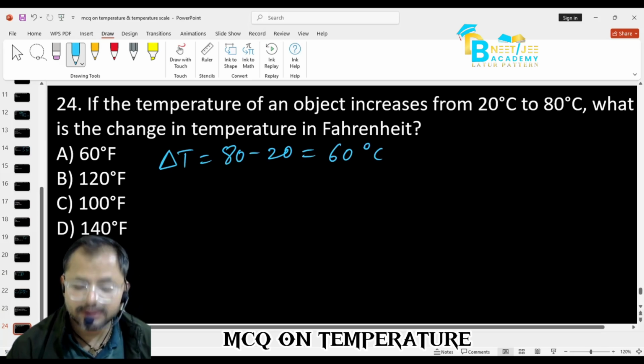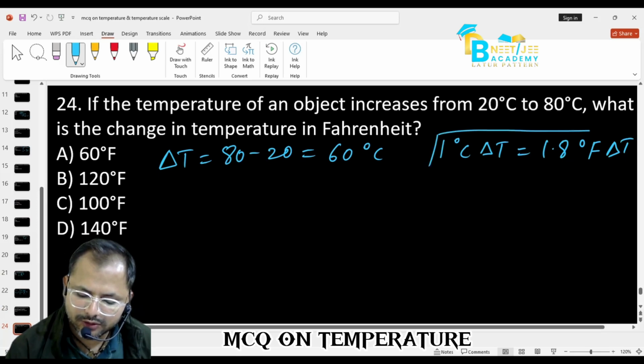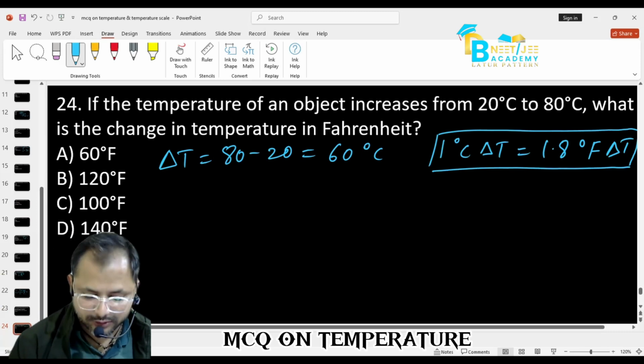So we have one concept. Change in temperature, 1 degree Celsius change in temperature equal to 1.8 degrees Fahrenheit change in temperature. This point we have to remember. So आपण डेप्थ मध्ये बघूया थोडस.